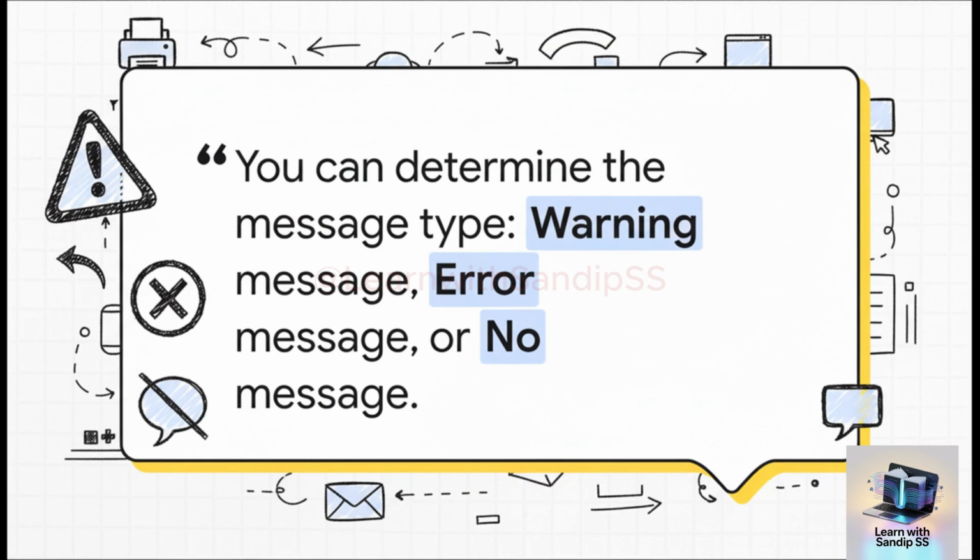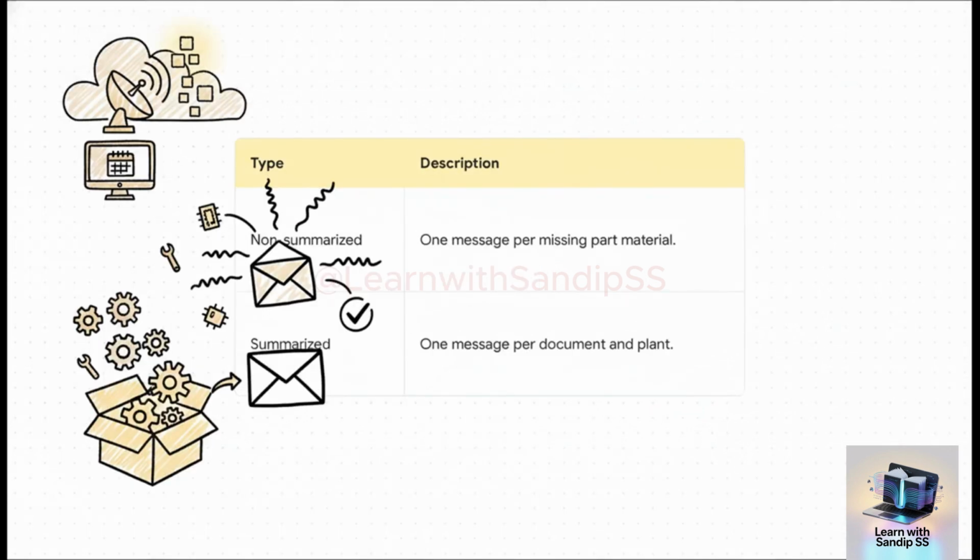You have that control. A perfect example of this is the missing part check. When a crucial part comes in, you can configure the system to automatically email the MRP controller. But here's the cool part. You decide the level of detail. Do you want them to get a separate, detailed email for every single missing part? That's what we call non-summarized. Or would they rather get one single clean email that lists all the parts that just arrived? That's summarized. It's all about delivering the right information without all the noise.